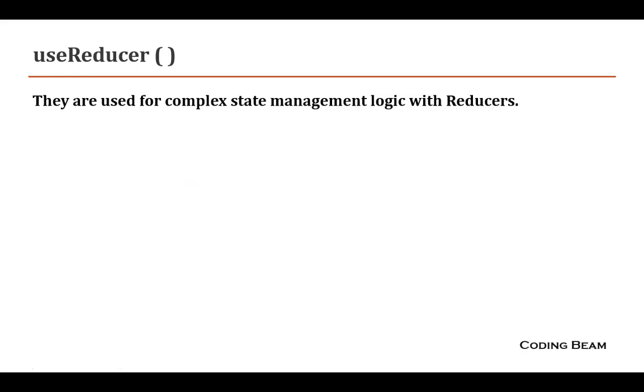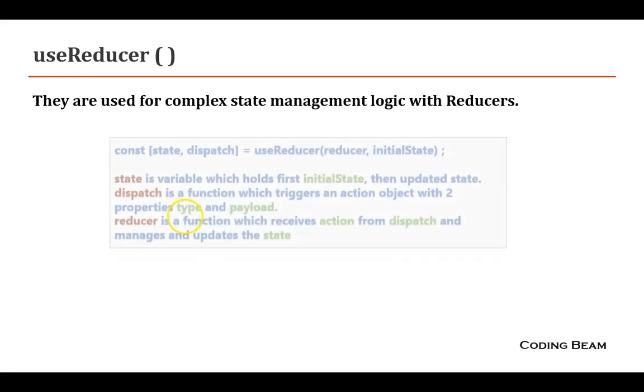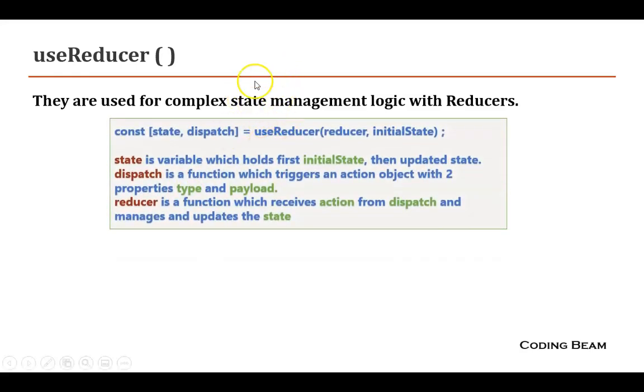And it's quite similar to Redux reducers, if you have learned Redux. It accepts the reducer function as its first parameter, and the second parameter is the initial state, and it returns an array of two elements which hold the state value. The first is the state and the second value is dispatch, which is a function which dispatches an action which triggers an update of the state.